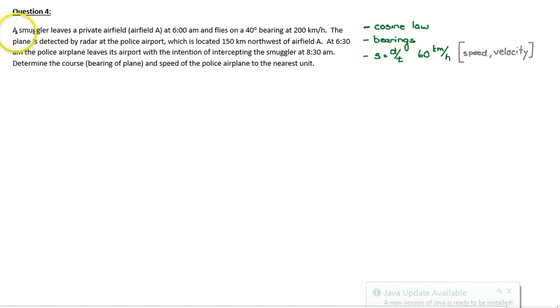So a smuggler leaves a private airfield A at 6 a.m. and flies on a 40-degree bearing at 200 kilometers per hour. The plane is detected by radar at the police airport, which is located 150 kilometers northwest of airfield A. At 6:30 a.m., the police airplane leaves its airport with the intention of intercepting the smugglers at 8:30 a.m. Determine the course, and that means the bearing of the plane, and speed of the police airplane to the nearest unit.